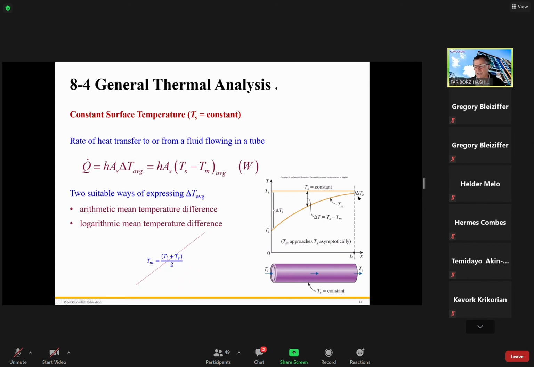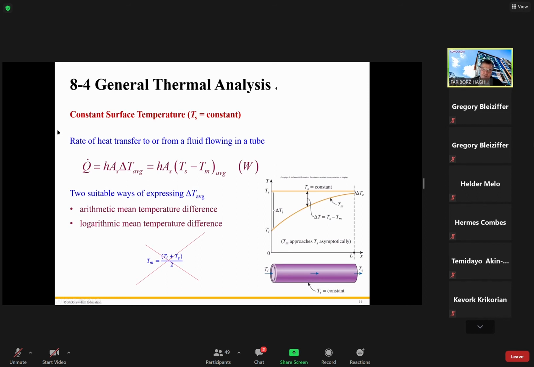This is not accurate because the temperature difference just keeps decreasing. And if you look at it here, the temperature is exponentially increasing. Therefore, we have to find a way to define this temperature difference, what exactly this temperature difference means. That's the focus of our topic right now.